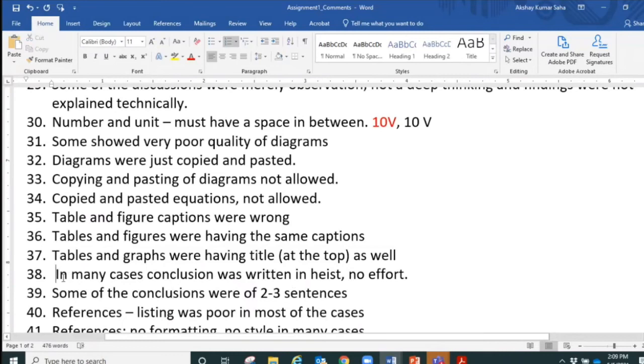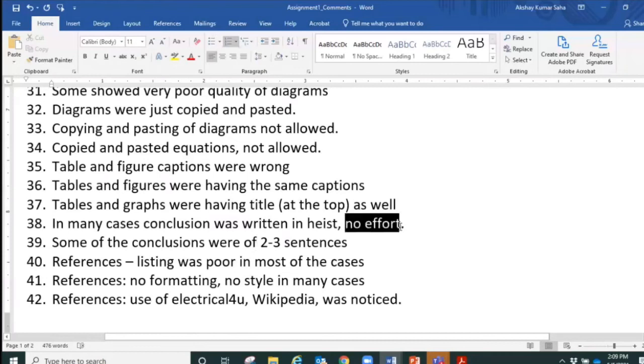Then I come to the conclusion. In many cases, again, it was written in haste because that's the last part. We need to write it and then we'll be done. I found in some cases it was good, and I gave 4 again and so on. So the effort was very minimal in writing those conclusions. Again, I noted that there were only 2, 3 or 4 sentences in the conclusion.